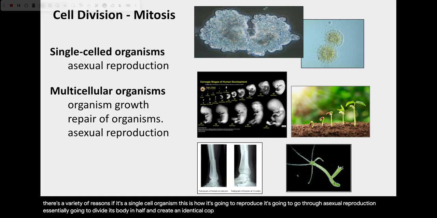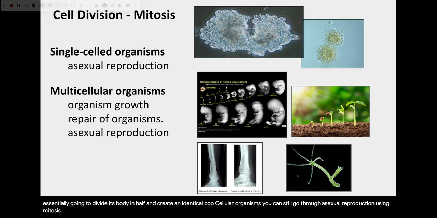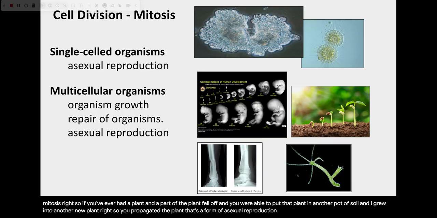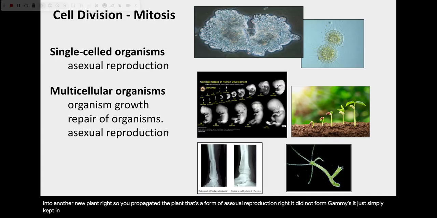If you're a multicellular organism, right, so you have many cells, you can still go through asexual reproduction using mitosis. So if you've ever had a plant and a part of the plant fell off and you were able to put that plant in another pot of soil and it grew into another new plant, right? So you propagated the plant. That's a form of asexual reproduction. It did not form gametes, it just simply kept increasing the number of cells in a part that had fallen off of itself.